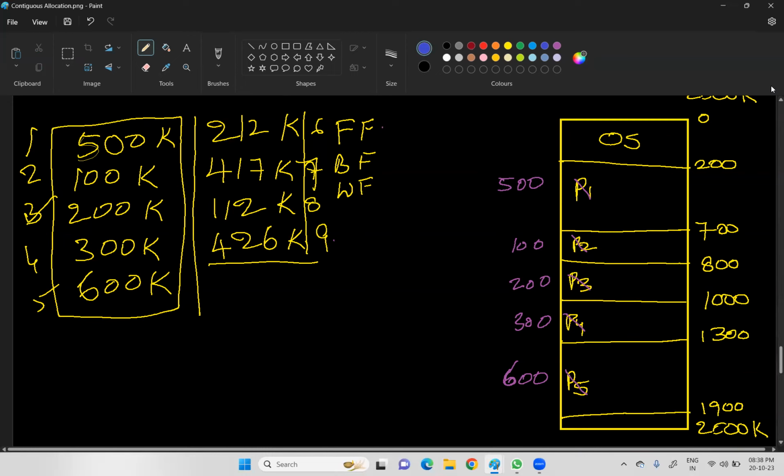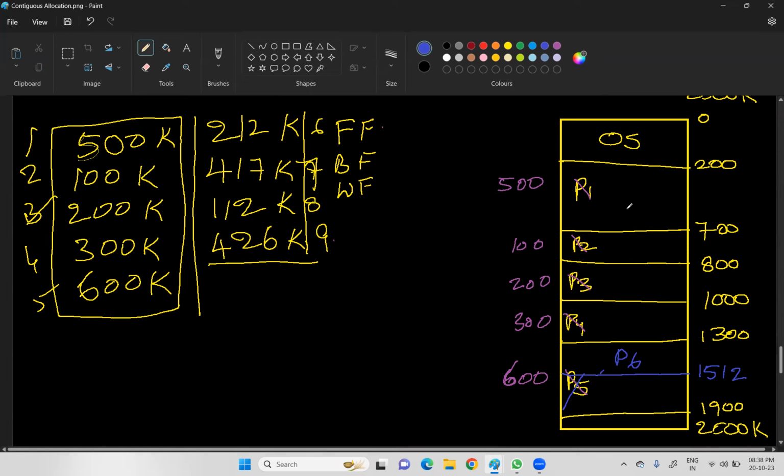The largest hole available here. Before going to take this one, let me copy it again because best fit is supposed to be taken again. So let me copy this one very well. While searching here, 600 is the very largest hole which is available. So that 212 will get allocated here. 212 in the sense of 1512 is the next one. So P6 is being allocated here.